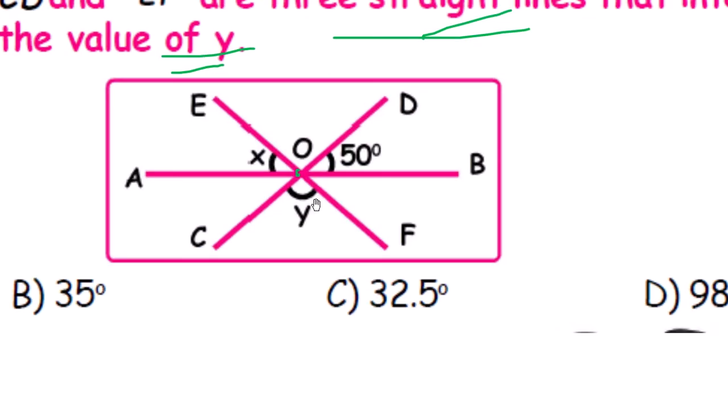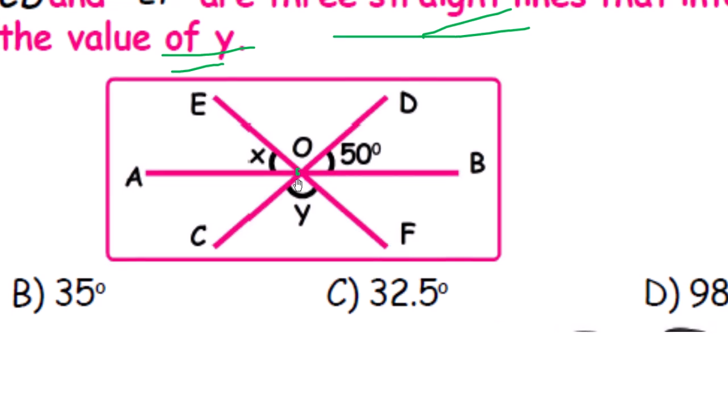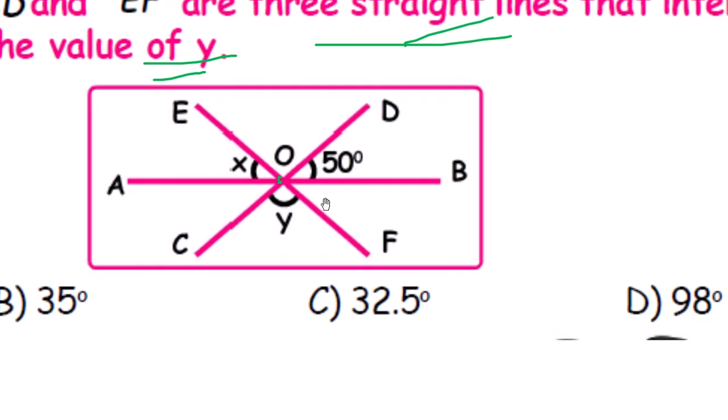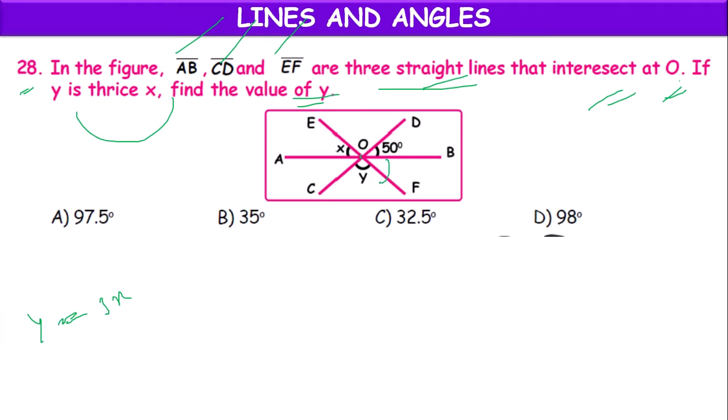If you observe the figure, if this is X, the vertically opposite angle between the same two lines, this part also will be X. So this total angle will be a straight angle. So this part, vertically opposite angles X. Then this total angle lying on a straight line. So Y plus X plus 50 degrees equal to 180 degrees.